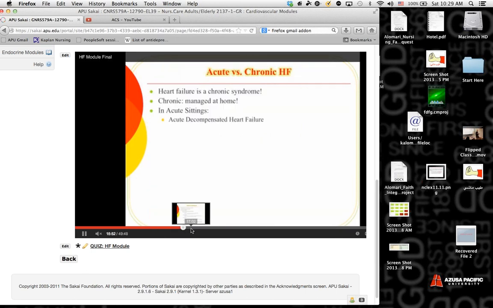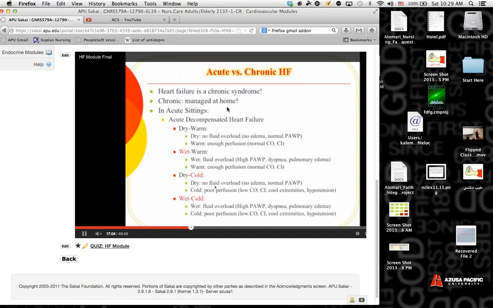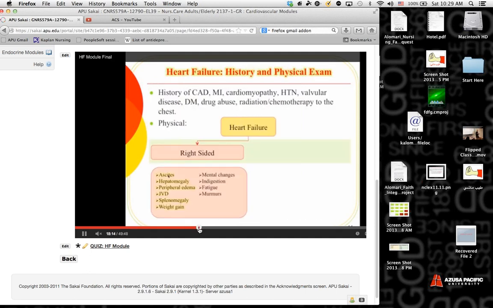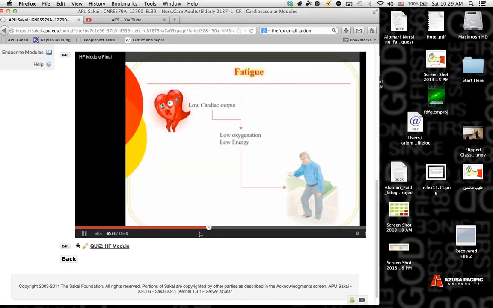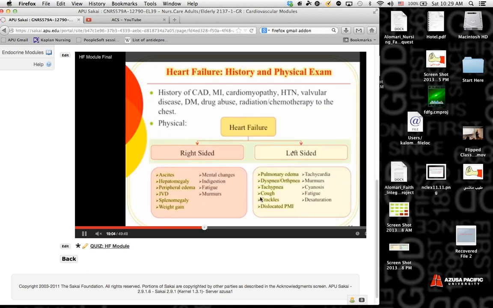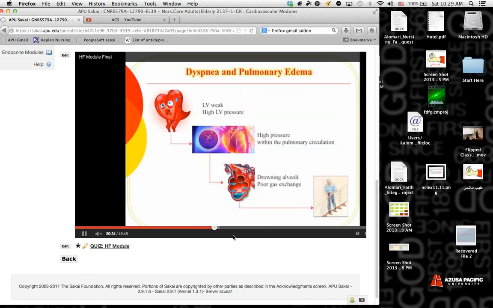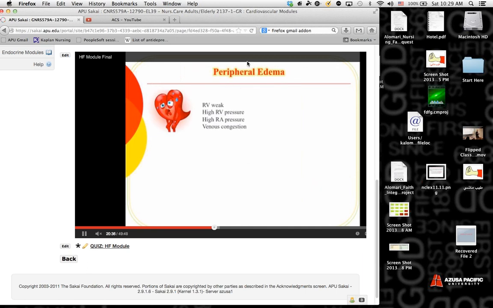Okay, and we talked about the different types, dry and warm. Again, when we say dry, there are no fluids, no edema, and warm means there's perfusion. While cold, the perfusion is low, and wet means there is fluid, and what we mean by that is the edema, whether pulmonary or peripheral edema. And again, here's the differentiation between left side and right side heart failure, and I gave you more explanation of why pulmonary edema versus peripheral edema.